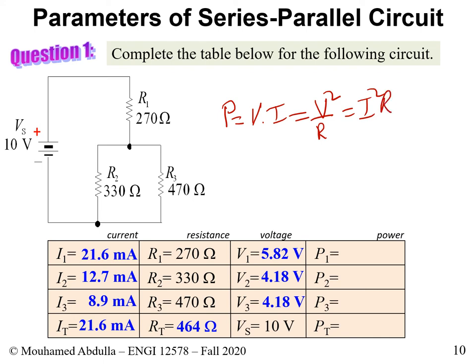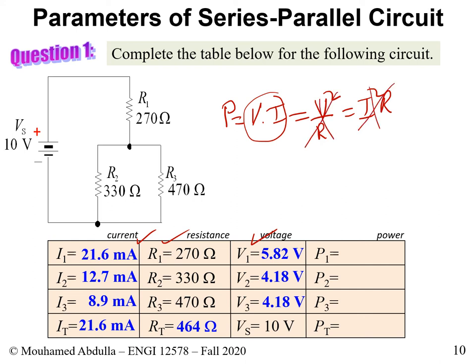Certainly, if you have all three of them, you have the current, you have the resistance, you have the voltage for all of them. So the smartest way would be really to use this one. It's less computationally expensive. With the others you have to do a squaring, so that takes time.